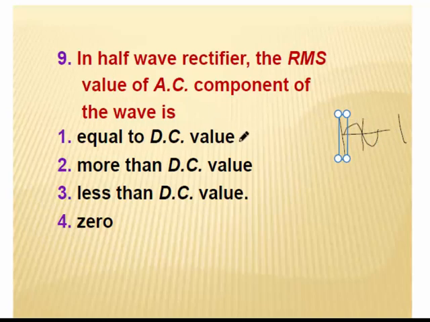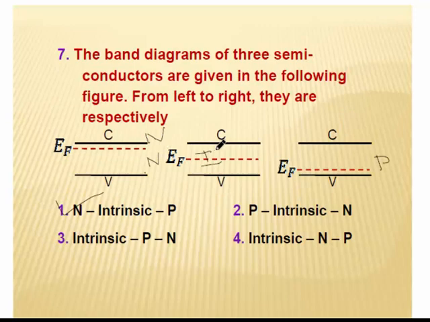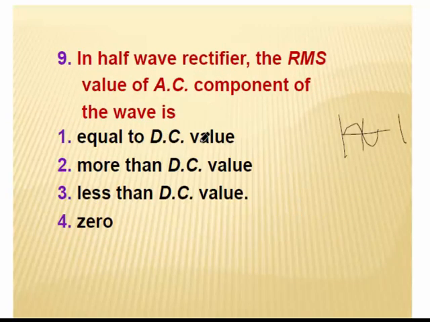Either you take a half-wave rectifier or a full-wave rectifier, the AC component value will be equal to, more than, or less than DC, or 0? So in a half-wave rectifier, the RMS value of the AC component is either equal to DC, more than DC, less than DC, or 0. It is more than DC, meaning the AC value will be more than the DC value.